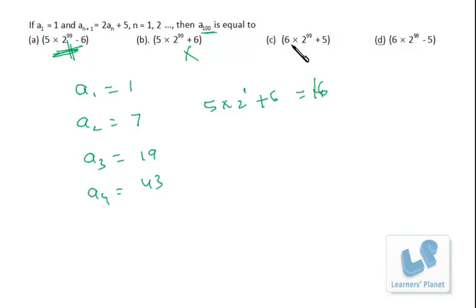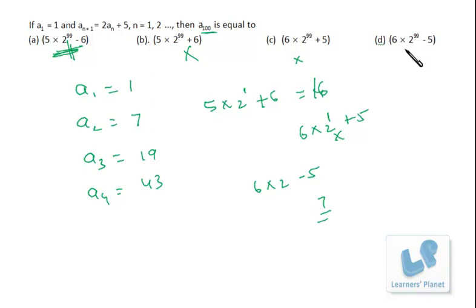Now for the third, it is 6 into 2 raised to 1 plus 5, that is 12 plus 5, 17, but we are having 7 over here, so even it is incorrect choice. Now let's take the fourth option. It's 6 into 2 minus 5, that is 6 2s are 12 minus 5, 7. So it can be the correct choice. Since all three we have rejected, we can be sure that this is the correct choice.